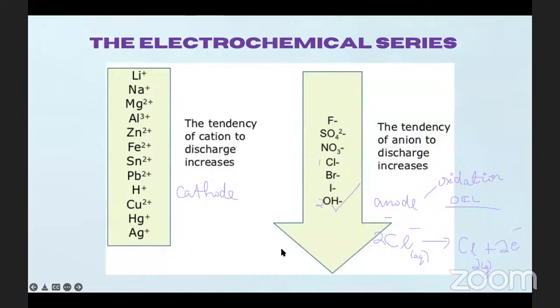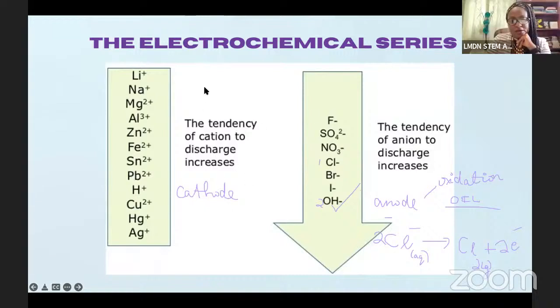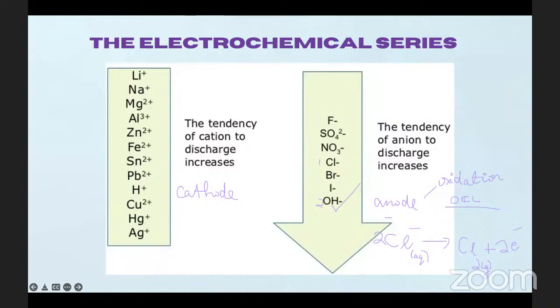Reduction happens at the cathode. Okay, and then tell me how it works out now. It's where electrons are gained. So like when the cation would gain an electron to become stable, to become neutral.